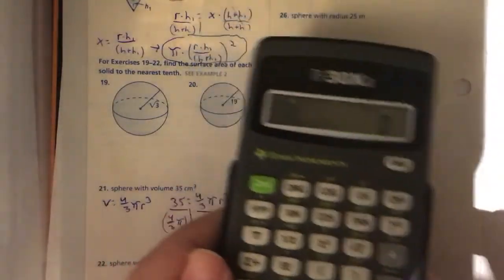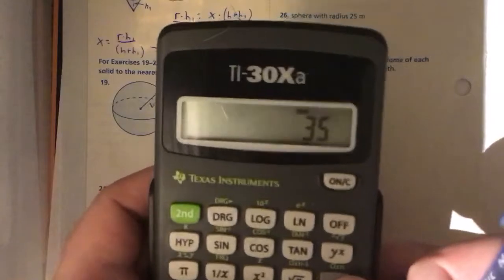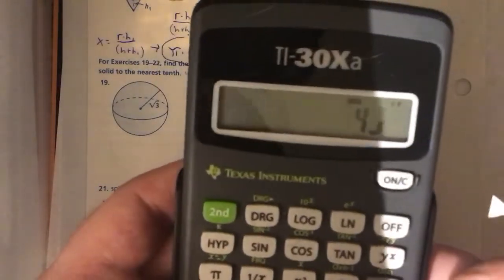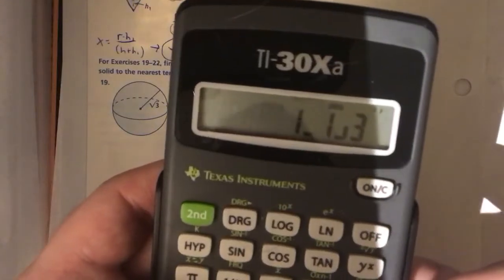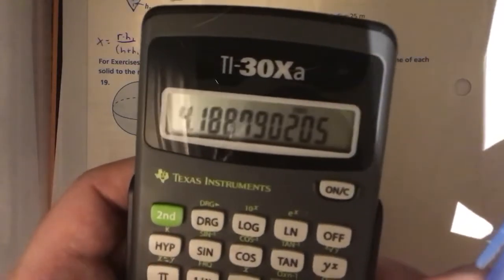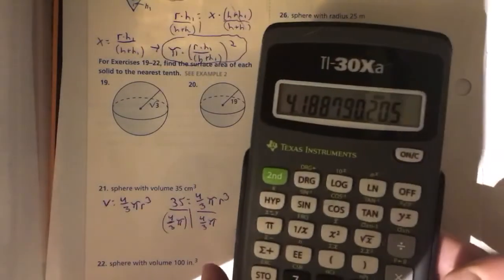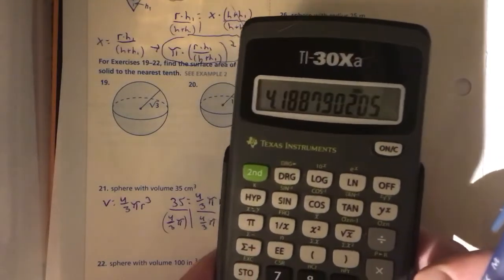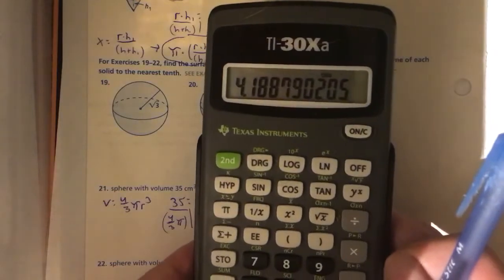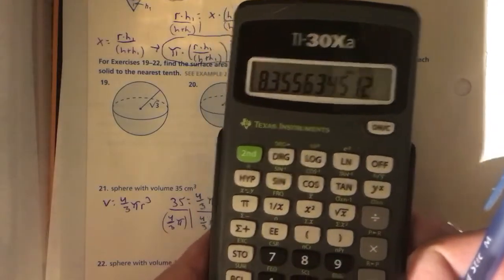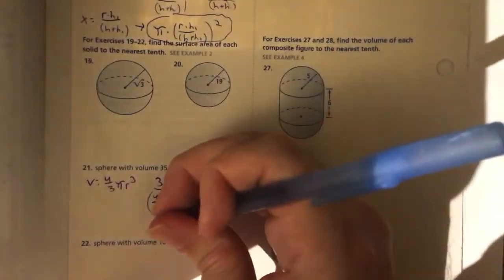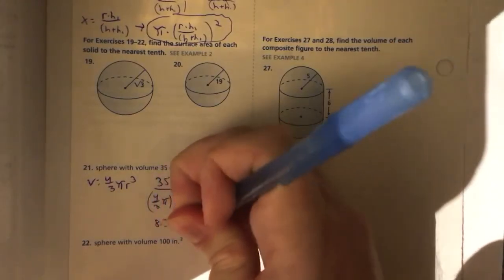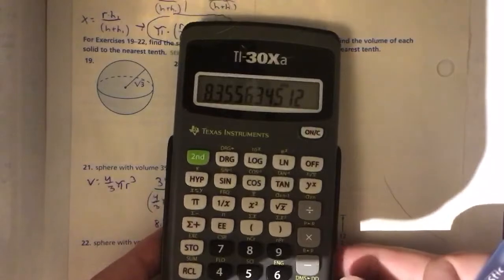So what I do is 35 divided by parentheses 4/3 times pi, close parentheses. So 4/3 times pi is 4.188. So 35 divided by that, if I just hit enter, gives me 8.355557. That's what my radius cubed is.